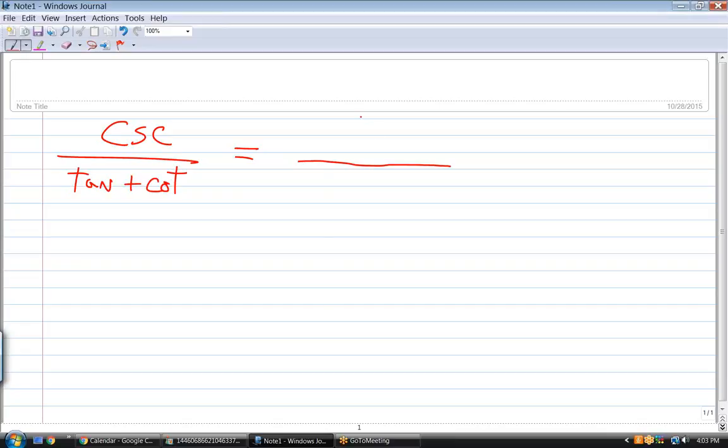What's the numerator become? Wouldn't it just become 1 over sine? Or, yeah, 1 over sine. What's the denominator become? It'd be sine over cosine plus cosine over sine. And now you just have to apply algebra.